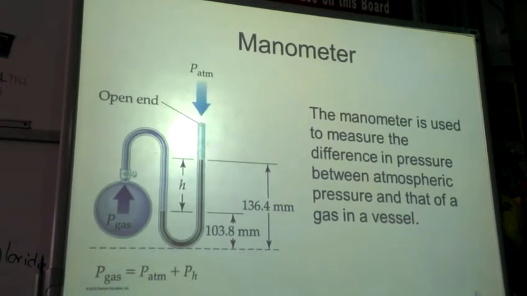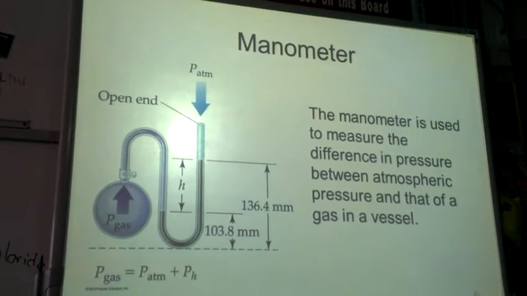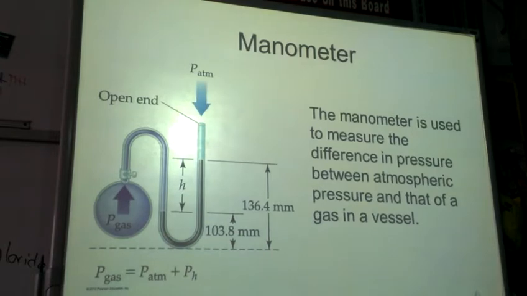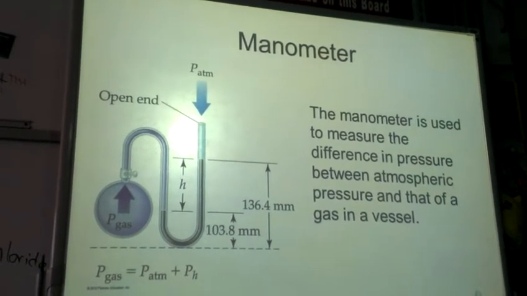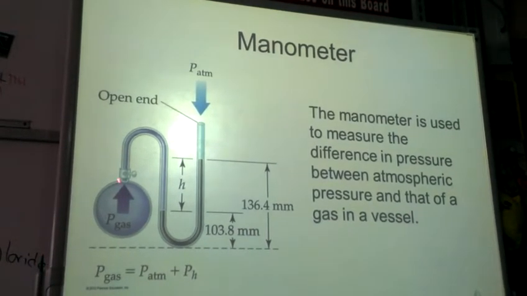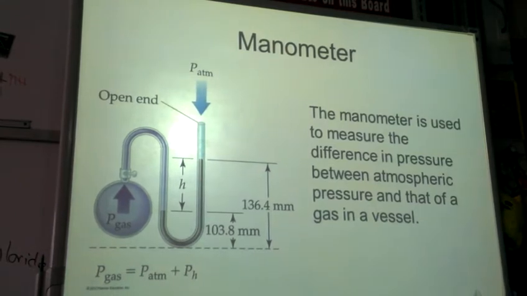Okay, manometer. Let's talk about the manometer. A manometer is used to measure the difference between a specific gas and atmospheric pressure. So a manometer has an open end and then a sample of gas with a closed end here. So my sample of gas is over here in the valve, and then the atmosphere can be pushing down in here.